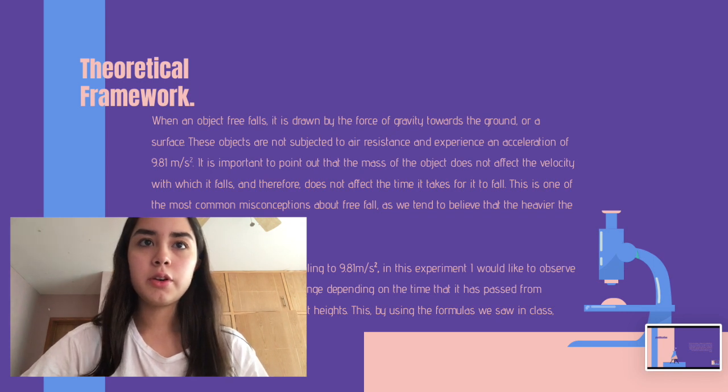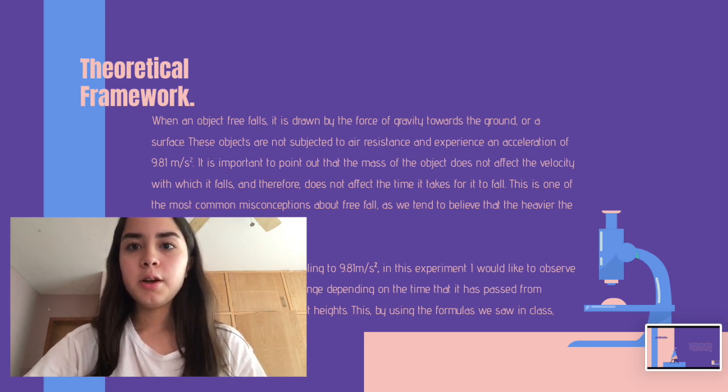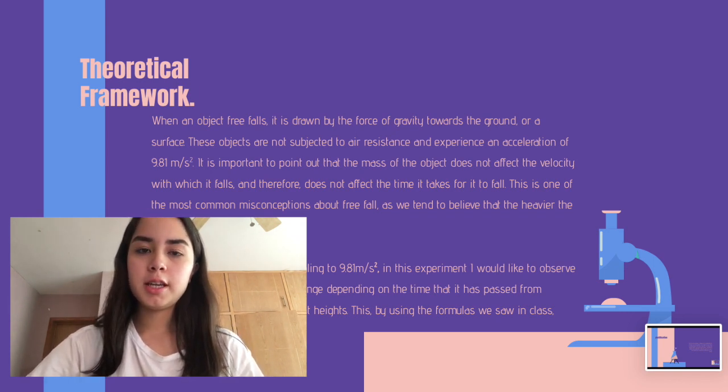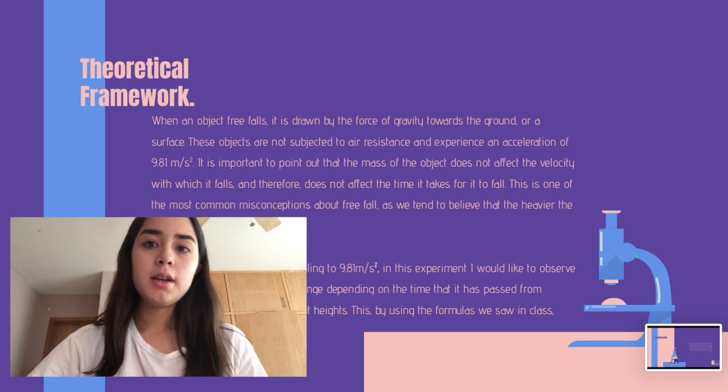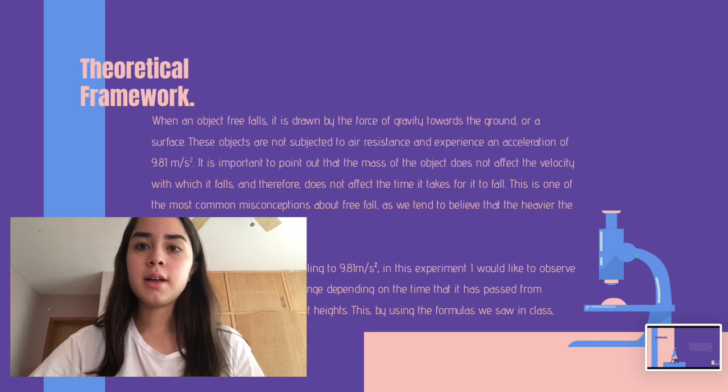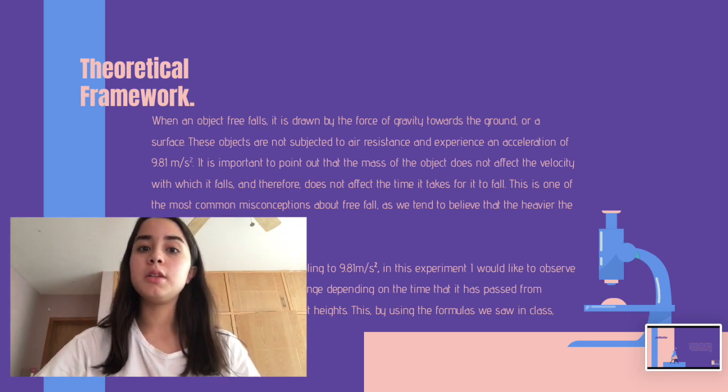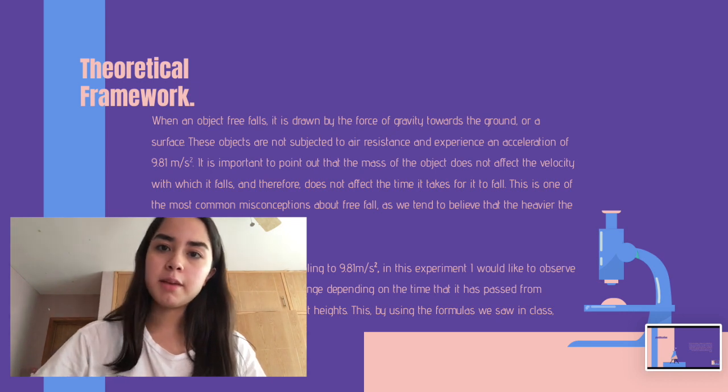Now, to the theoretical framework. Freefall happens when an object is attracted towards the ground by the force of gravity. One thing that I pointed out in this slide was that the mass of the object does not affect the velocity at which it falls, which is a very common misconception, one that I had last semester that I proved wrong.